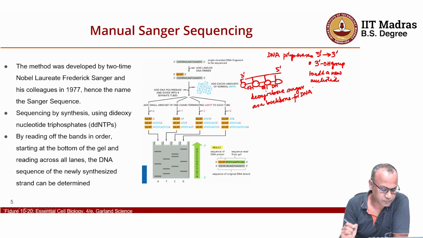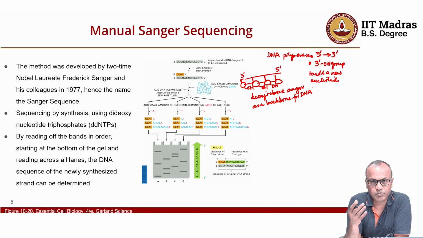Okay. So, one of the first methods and the most successful methods of reading DNA, any DNA, was developed by Frederick Sanger in 1977.